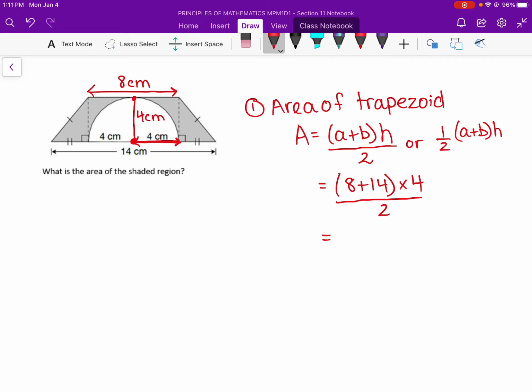Okay, anybody know what that is? Oh yeah, Lizzie, you're right for the height. So 8 plus 14 times 4 divided by 2.